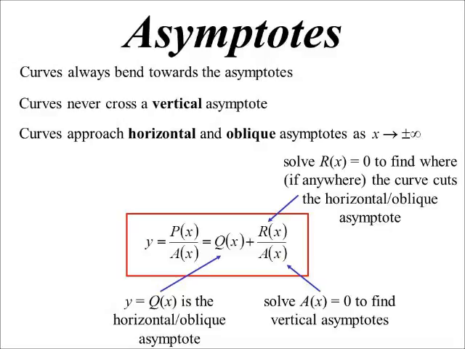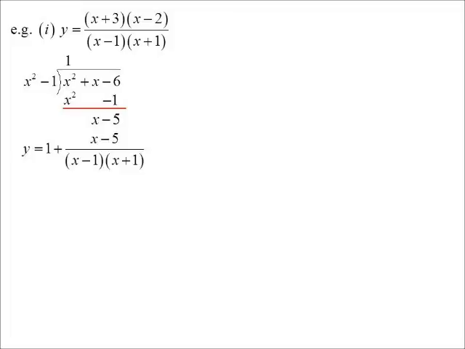So let's have a look at one. x plus 3, x minus 2, over x minus 1, x plus 1, which is a quadratic on a quadratic. If I was to do the polynomial division, if I didn't see it straight away, well, x squared and x squared is 1. My remainder becomes x minus 5, so it has a horizontal asymptote. There's my equation. So I can read off that information.